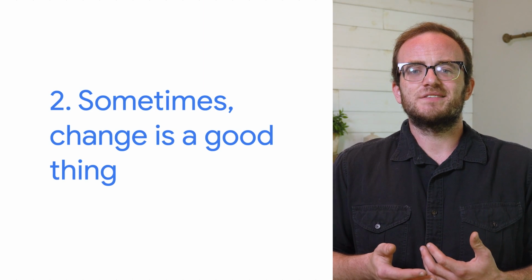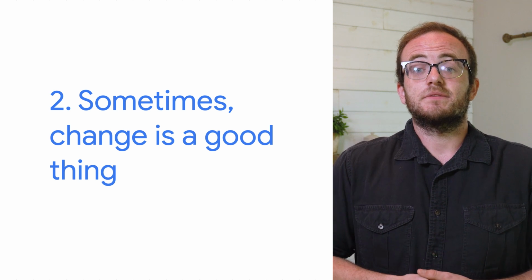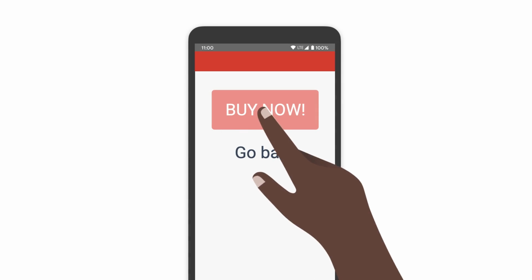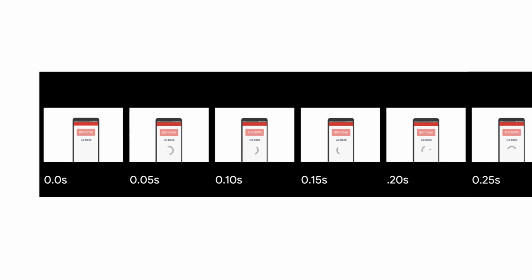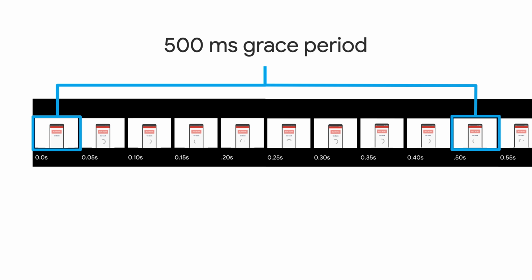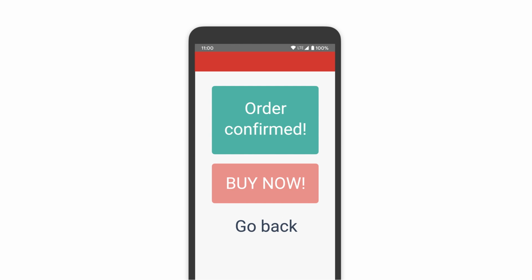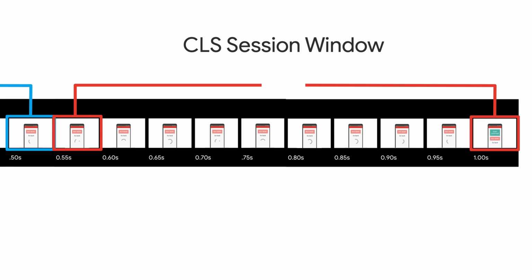Number two, sometimes change is a good thing. If pages never changed, they wouldn't be that useful, and CLS certainly wouldn't want that to happen. Layout shifts that are triggered by user interactions, things like tapping, clicking, or typing, are given a 500 millisecond grace period to perform any layout shifts they need to best respond to that user. After those 500 milliseconds, a new CLS session window starts. From millisecond 501 onward, any content shift that occurs gets added up and potentially used for a final CLS score.